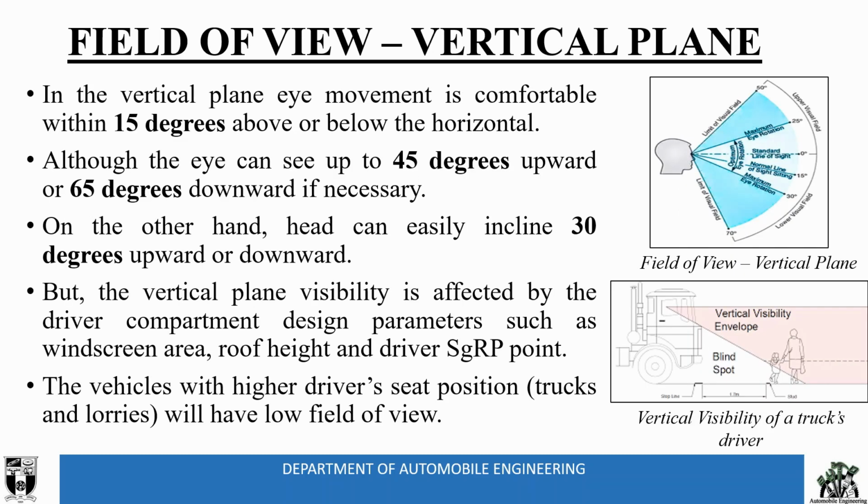Moving on to field of view in the vertical plane. In the vertical plane, eye movement is comfortable within 15 degrees above or below the horizontal, although the eye can see up to 45 degrees upward and 65 degrees downward if necessary. On the other hand, the head can also easily incline 30 degrees upward or downward. From the following figure, we can see that the vertical plane is affected by parameters such as driver compartment design, roof height, and driver SGRP point. It should also be noted that vehicles with a higher driver seat position will have a lower field of view.